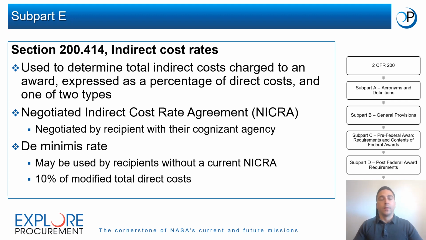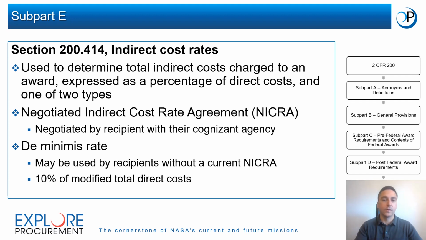The total amount of indirect costs charged to an award is determined by an indirect cost rate, which is expressed as a percentage of direct cost rates. Recipients can use one of two types of indirect rates. The first is called a Negotiated Indirect Cost Rate Agreement, or NICRA. A NICRA is an indirect rate that recipients negotiate with their cognizant agency, which is typically the agency that provides the most federal funds to the recipient.